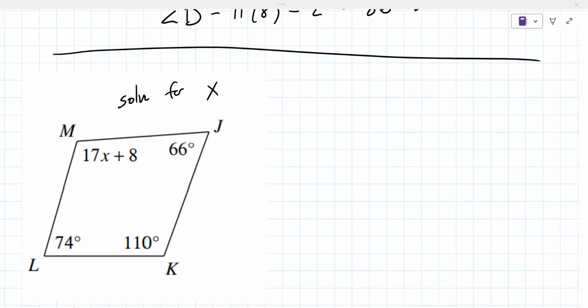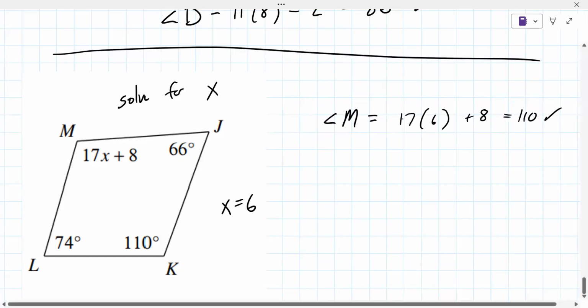Six. X is 6. That's great. Now, the problem would likely ask you to determine the value of angle M. Can you do that for us, please? One ten. 17 times 6 plus 8 is 110. Very good. All right. Good job on that.